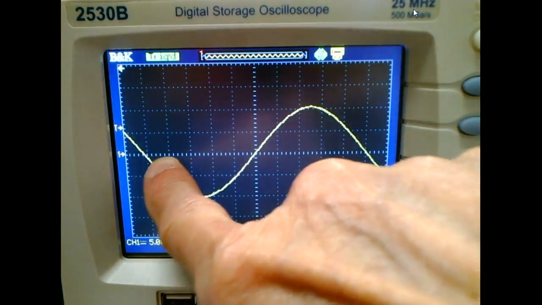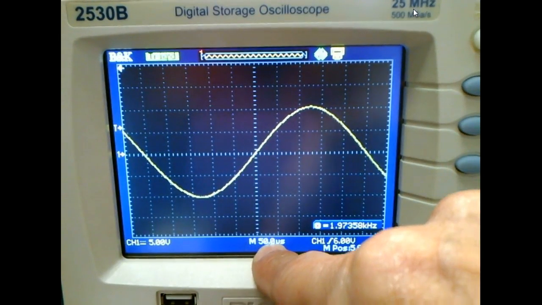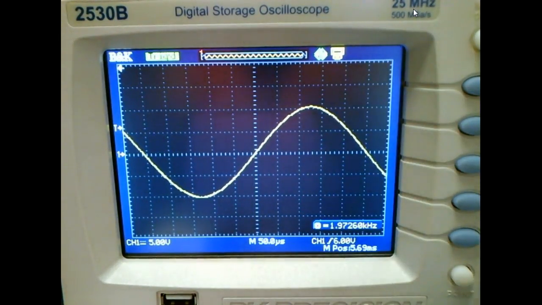So to count out the time for the cycle, you'd measure the cycle, right? You understand? And then you can multiply it by that, and then you have to take the reciprocal of it to get the frequency.